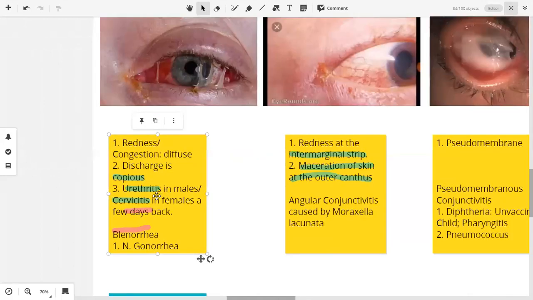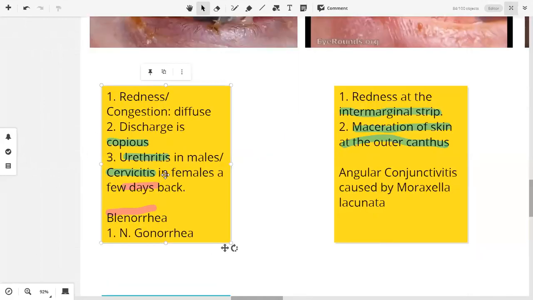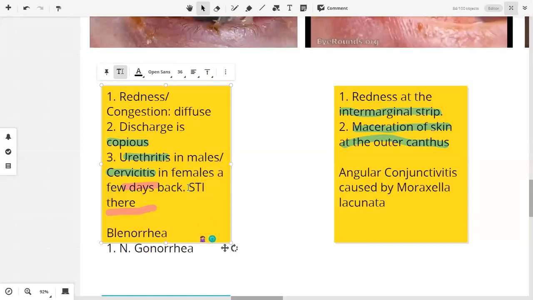And another context clue: urethritis and cervicitis in females a few days back. Between the urethritis and cervicitis, between the STI or the UTI, how many days of gap do you think there will be in a case of Neisseria gonorrhea, considering the incubation period?